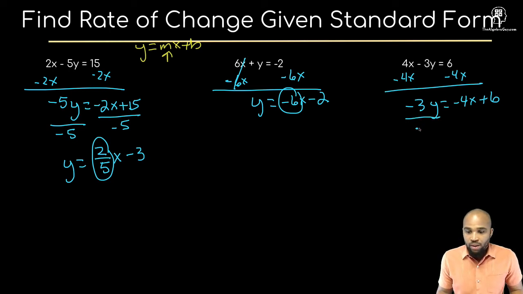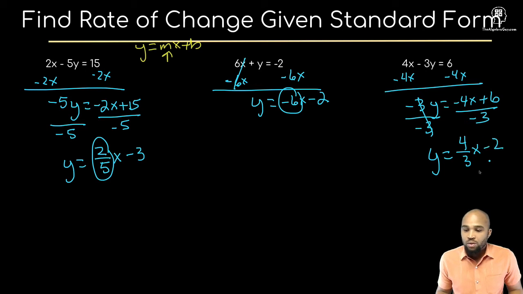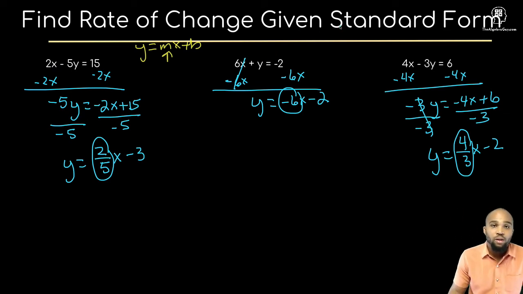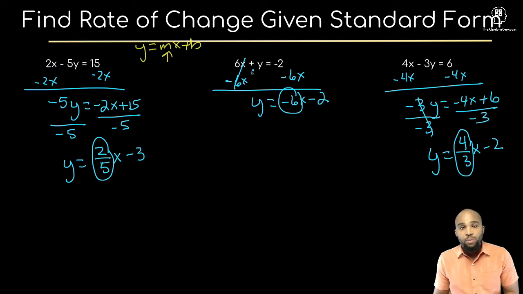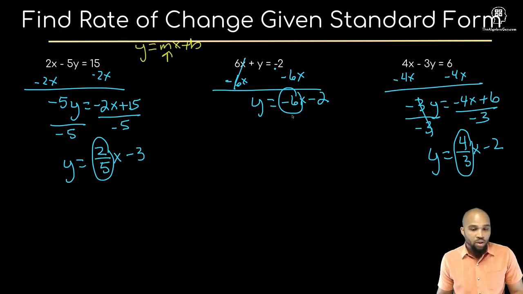So dividing by negative 3 here, this cancels out. Now I'm left with y equals negative 4 divided by negative 3, which is a positive 4 over 3, and I'm still multiplying it by x. And 6 divided by negative 3 is a negative 2. So my slope here is 4/3. So there you go. You couldn't see it in standard form, but now you know how to get it in slope-intercept form so it becomes very obvious.